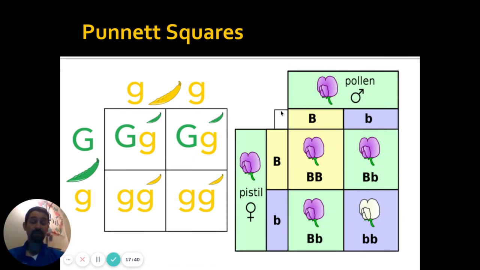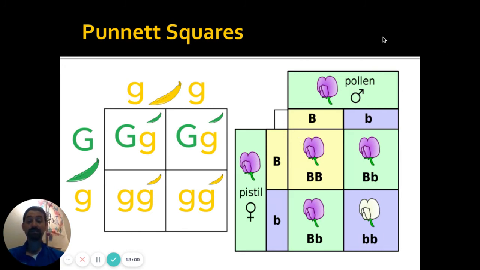In this case, these types of Punnett squares are called monohybrid crosses. Remember, hybrids are when you cross things. Mono means one, so a monohybrid cross is where you cross one trait. In this case, the only trait we're looking at is pod color. In this case, the only trait we're looking at is flower color.